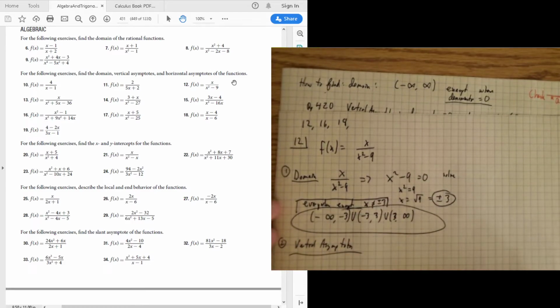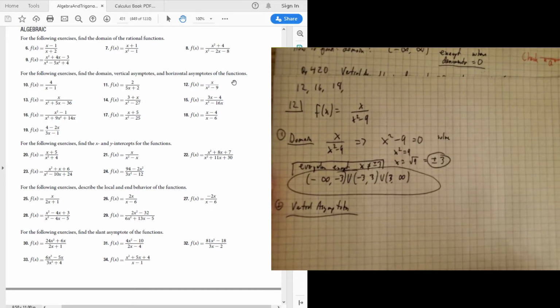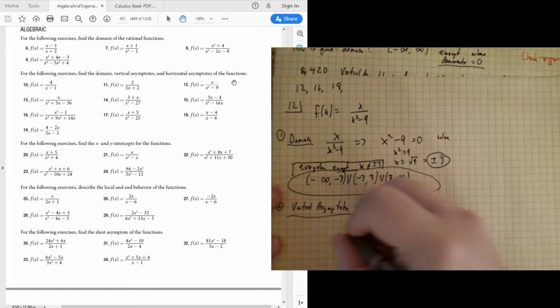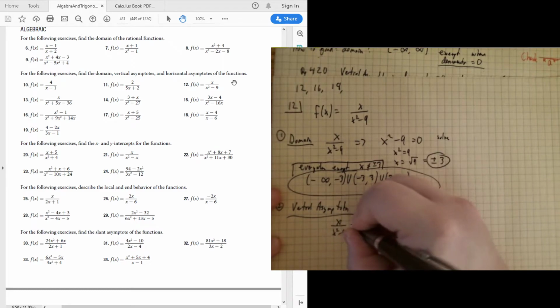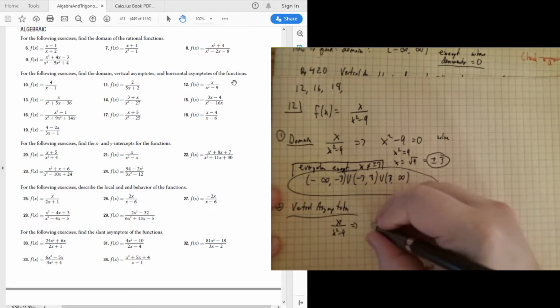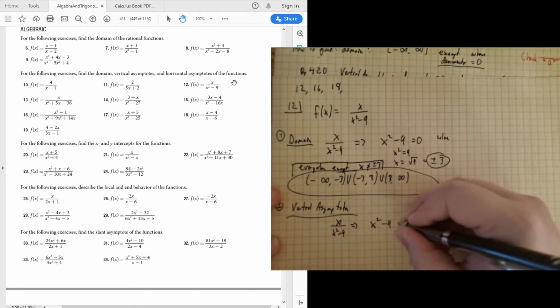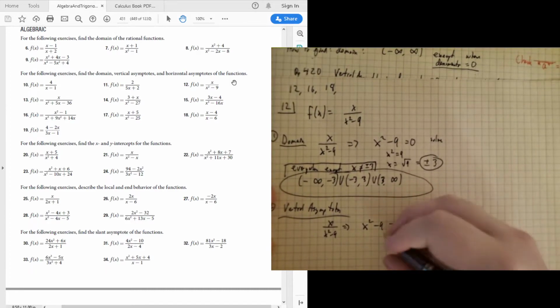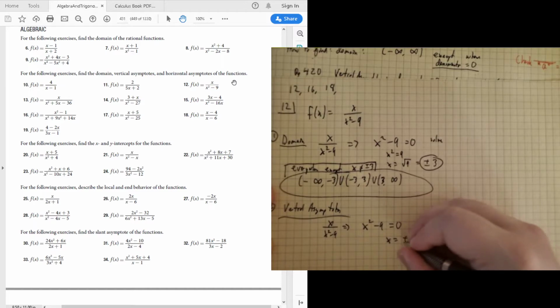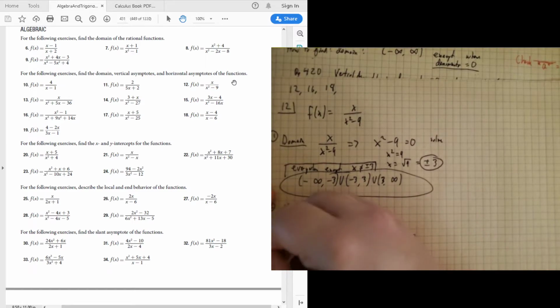The nice thing is, if you've already done a domain, then you've already got your vertical asymptotes. The vertical asymptotes are when the denominator equals 0. So what did I get? Well, I got x equals plus or minus 3. So where are my vertical asymptotes?